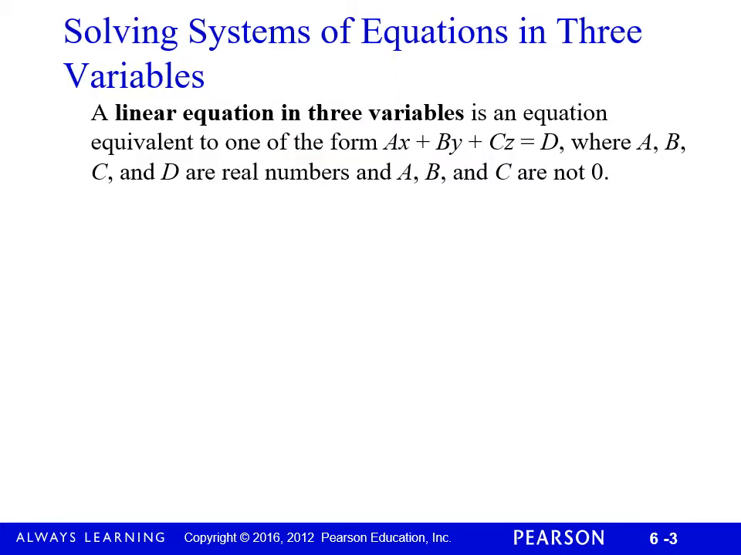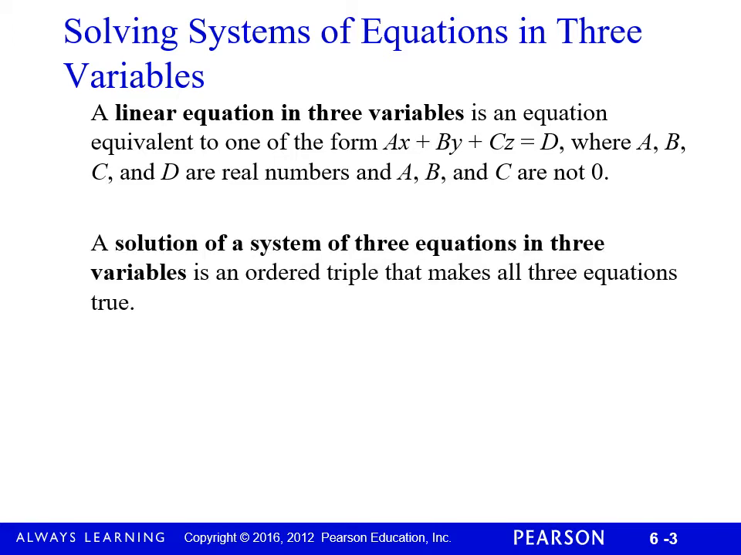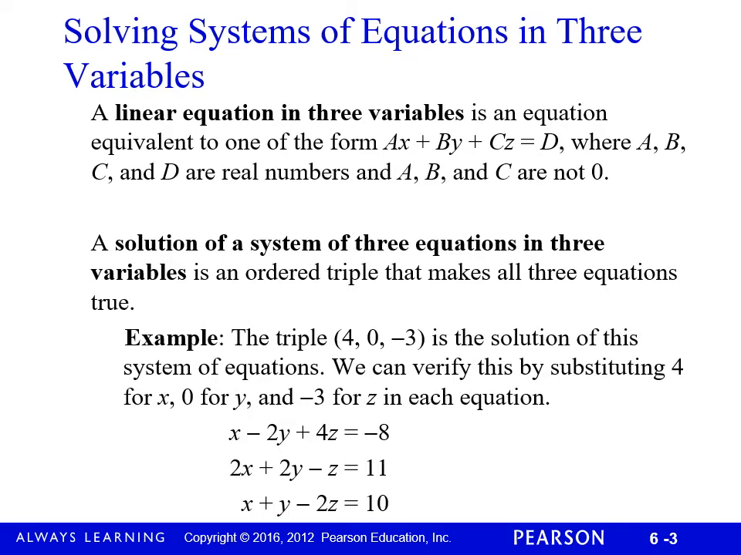A linear equation is an equation equivalent to one of the form ax plus by plus cz equals d, where a, b, c, and d are all real numbers or constants, and a, b, and c are not equal to 0. A solution of a system of three equations in three variables is an ordered triple that makes all three equations true. An example: the triple (4, 0, -3) is a solution of this system of equations.